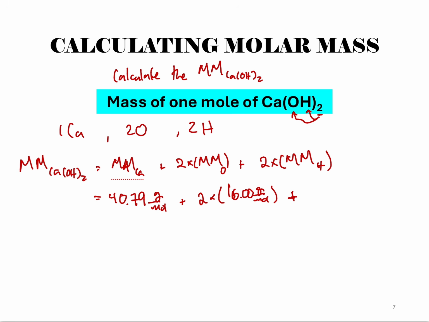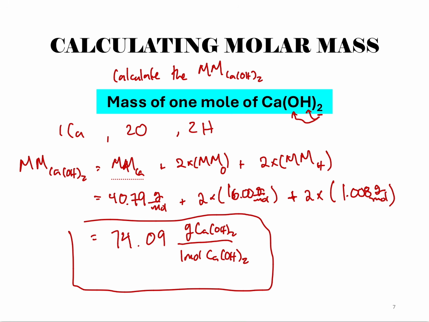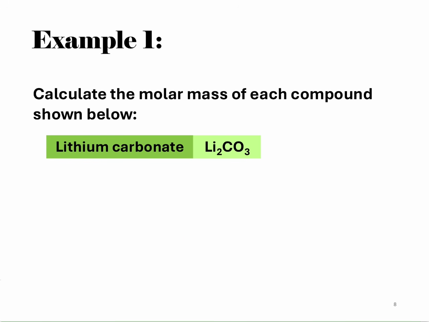It just depends on the periodic table you use, which value you use. Plus 2 times 1.008 grams per mole, right? So I plug all this into my calculator and I get a total of 74.09 grams of calcium hydroxide per 1 mole of calcium hydroxide. All right, so this is how I'd calculate the molar mass of this entire compound. Okay, so let's go through another example. How would we calculate the molar mass of lithium carbonate here?